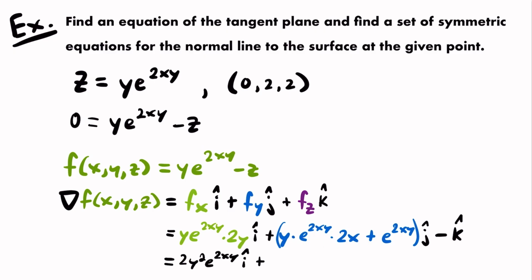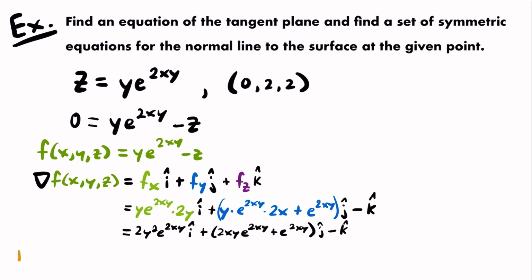So this would be equal to 2y squared times e to the power of 2xy times i plus this term, which I'm just going to rearrange a little bit. We'll have 2x times y times e to the power of 2xy plus e to the power of 2xy times j minus k. All right, and now I'm going to plug in the coordinates of this point into the gradient vector to get the specific normal vector at this point on this surface. So the normal vector will be equal to del f of (0, 2, 2), or in other words, the gradient evaluated at (0, 2, 2).